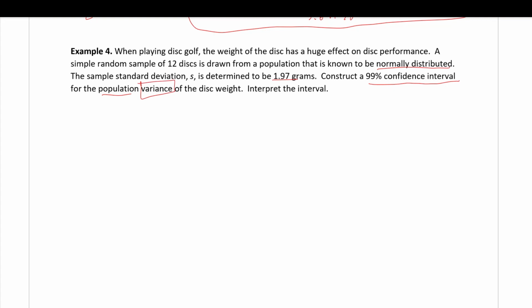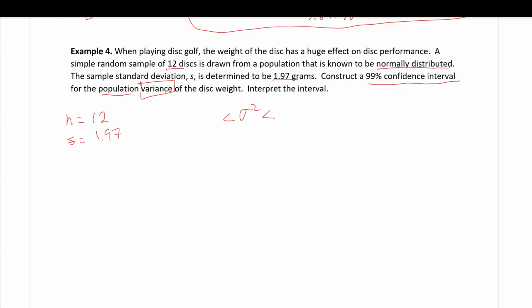Okay, so let's go ahead and set ourselves up. We're looking for a confidence interval for a variance, so that's sigma squared, with a lower bound and an upper bound. Now, if we were to use that calculator like we did before, that calculator only gives you confidence intervals for standard deviations. What we can do is calculate for the standard deviation, and then for those bounds we just square each side. So that would actually work. Let's catalog what we have. We need to know the sample size and the sample standard deviation. Sample size is 12 discs, and they tell us the sample standard deviation is 1.97 grams.